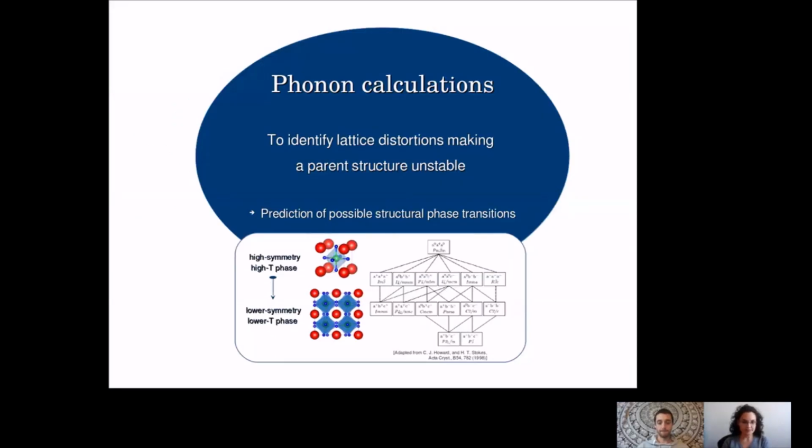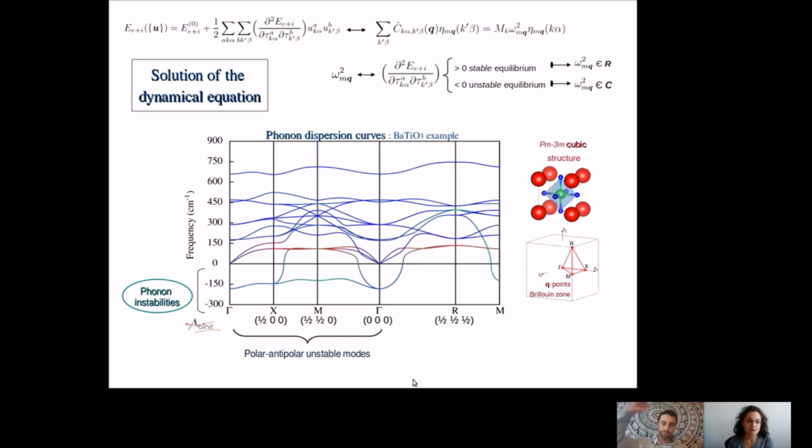Beyond structural properties, we can also get information about lattice dynamical properties, for example, by performing phonon calculations. In fact, by doing this, we can predict structural instability of a system, and so the possibility that this system could undergo a structural phase transition. In fact, thanks to DFT, we can solve the dynamical equation and get information about phonon frequencies and associated eigendisplacements.